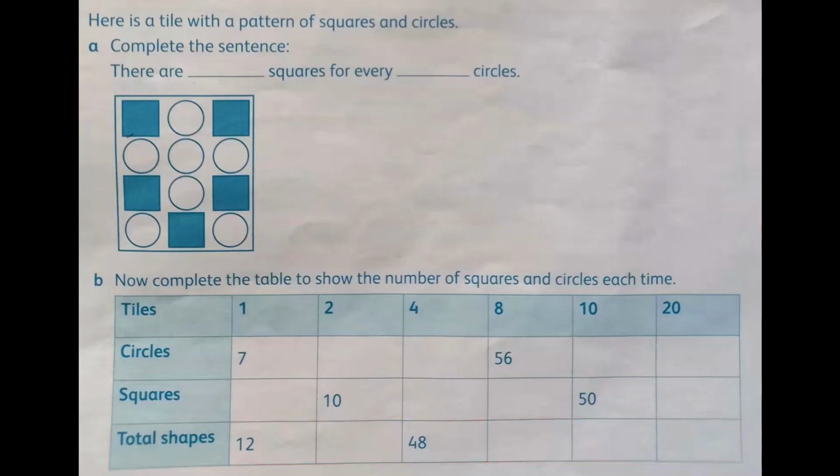Okay, so you're going to have to read and see what part is missing here for either the circles or the squares or the total shapes, and then just fill in the spaces accordingly, okay? And that's what we're going to ask you to do here to reinforce ratios, okay?